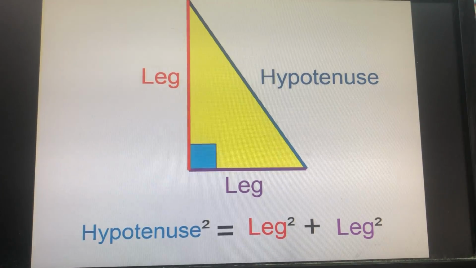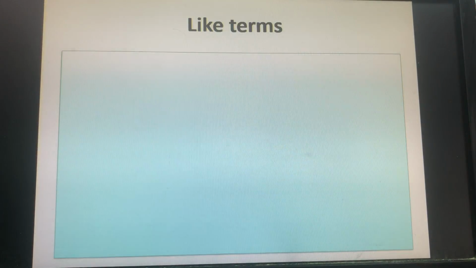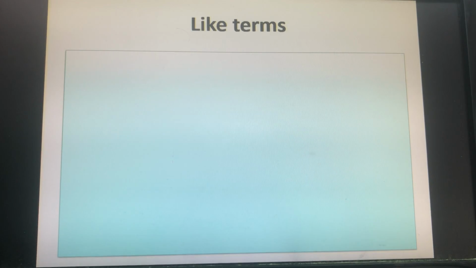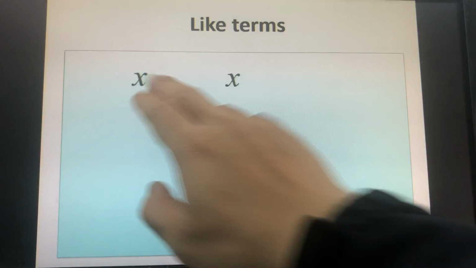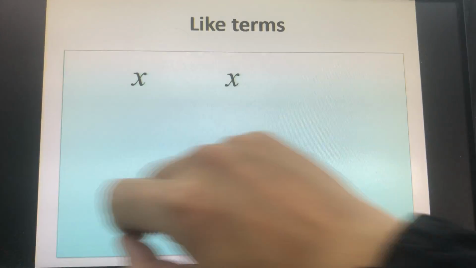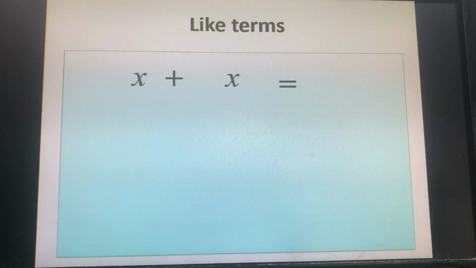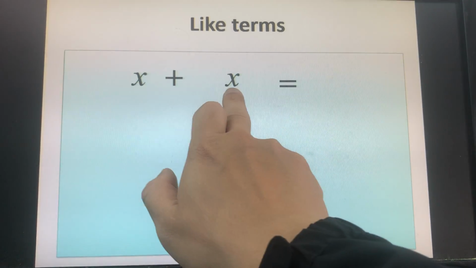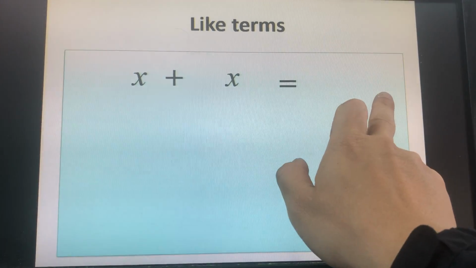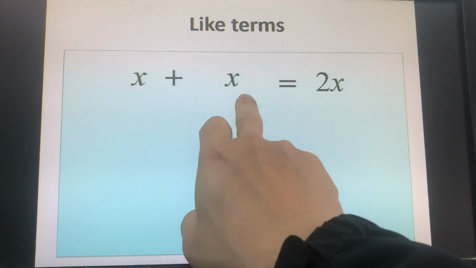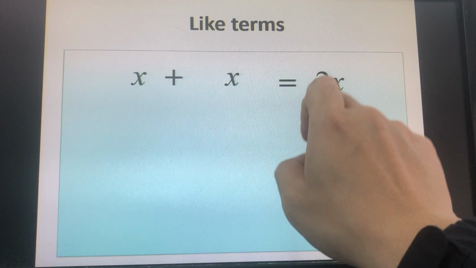And now today, let's also recall one more thing. Do you remember what like terms are? When we have the same variable, like x and x, then they are like terms. For like terms, we can combine them. So 1x plus 1x will become how many x? It becomes 2x, like 1 apple plus 1 apple. Altogether, you have 2 apples.